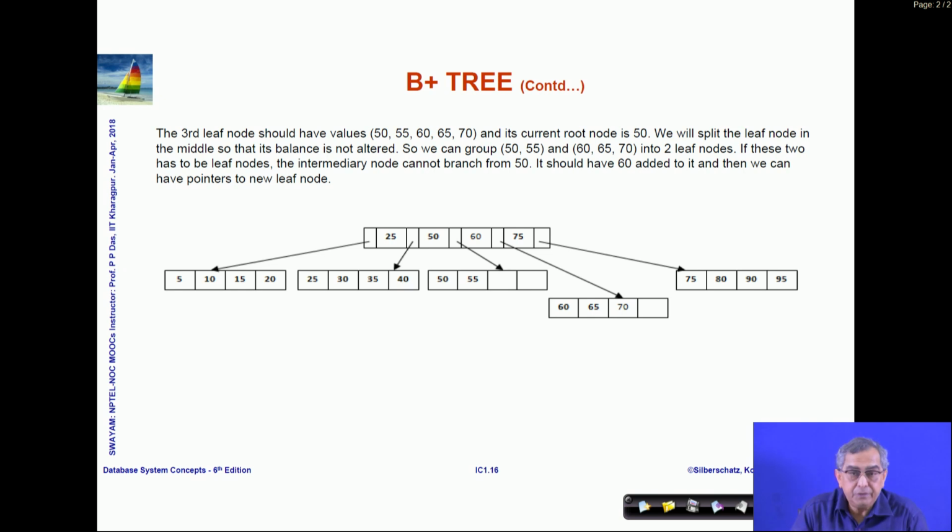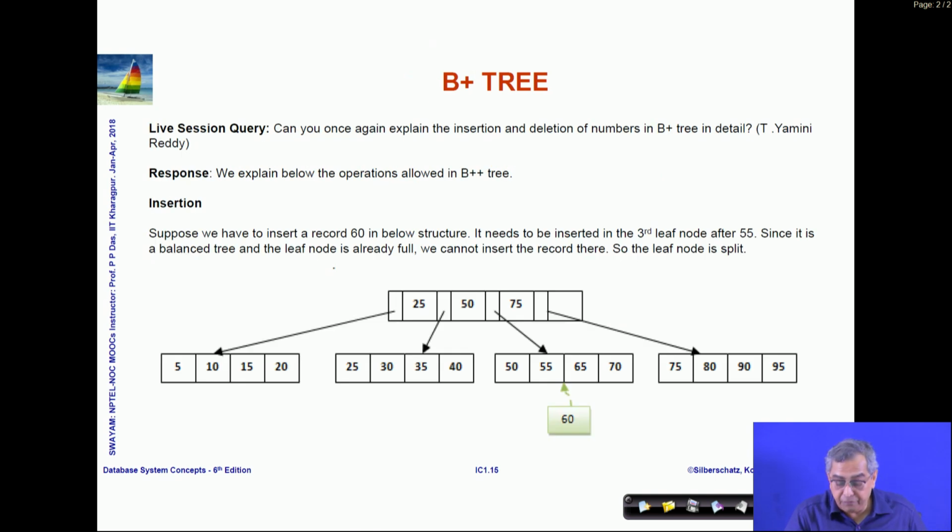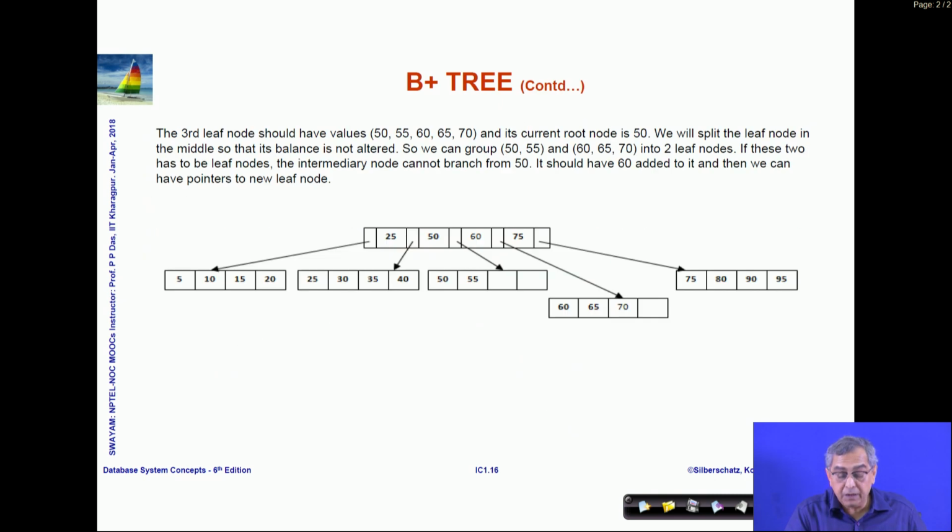So, the only way to do this is to split this leaf node into 2 leaf nodes and distribute the keys equally between the 2 leaf nodes. So, the earlier 4 key values 50, 55, 65, 70 you split into 2 leaf nodes, 50 and 55 go into one, 60 and 65 and 70 go into the other, and 50 remains the lead key for the first split child, and 60 can now become the lead key of the second leaf node that is created.